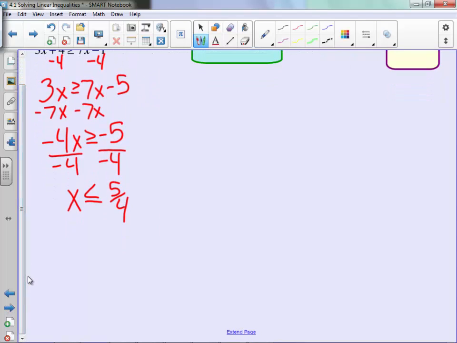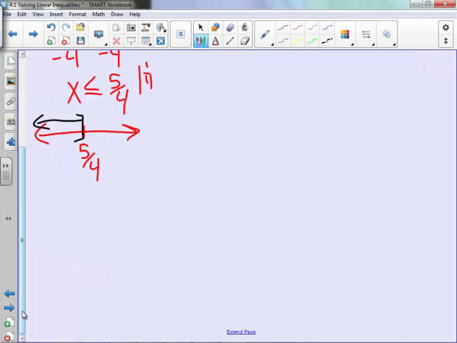We've got to write this on a graph. Remember, this is 1 and a 4. We want the numbers less than or equal to. So we have the equal, so we've got a bracket. And we want the numbers less than that, so we're going to the left. But then we also need interval notation. So that means we want all the numbers from negative infinity up to 5/4, but including 5/4. So we've got our bracket.